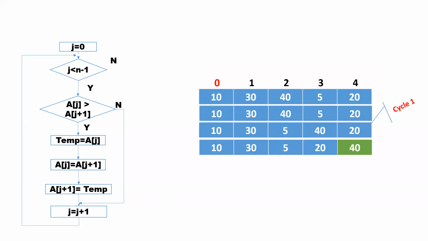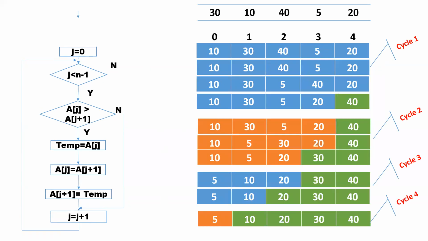So we take this as a first cycle. Likewise, since we have got 5 elements in the array, we can go up to 4 cycles. So let us take another variable to represent the cycle number. So i equal to 0. That means this is the first cycle. So first cycle is over.